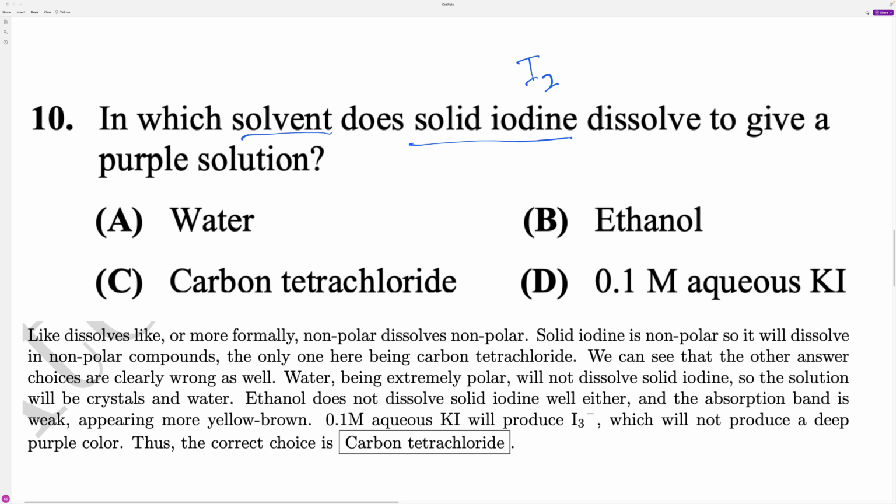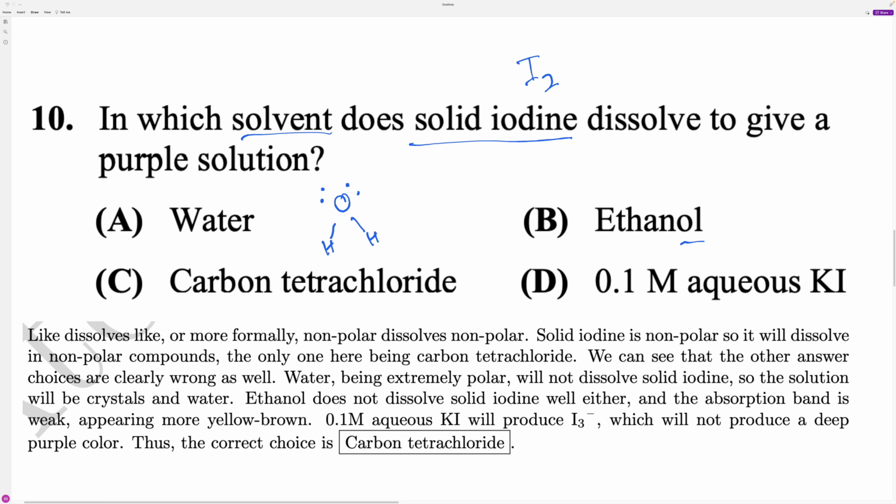Water has polar bonds. It's a bent molecule. We have O, H, H here, and these dipole moments do not cancel out, so it's going to end up being polar. Ethanol, you can tell by the "ol," or of course if you know ethanol, you know it's an alcohol. It's going to have dipole-dipole forces and a dipole moment because of the alcohol group, so it's also going to be polar. So that's not our answer.